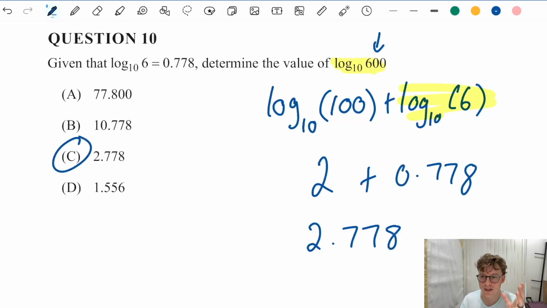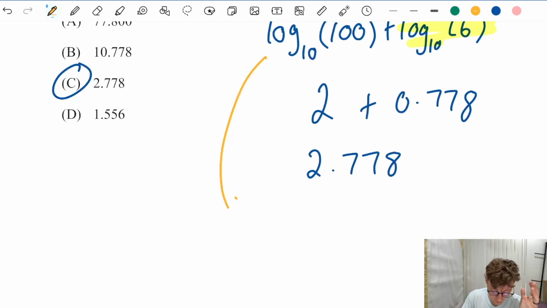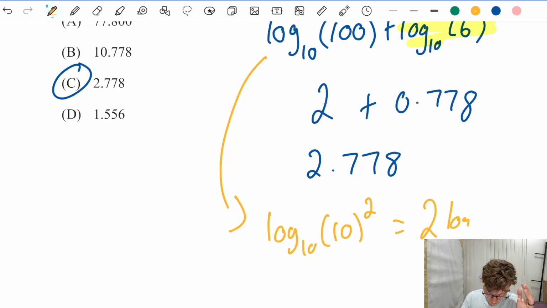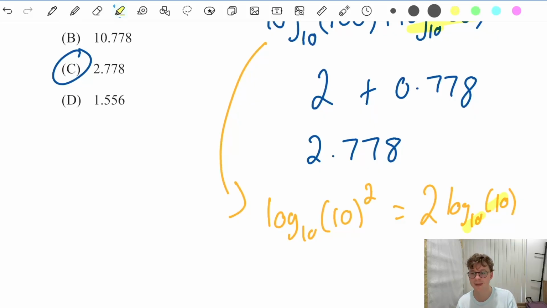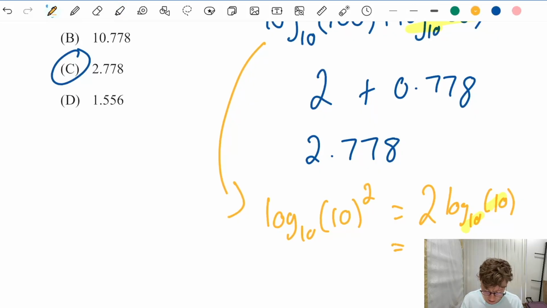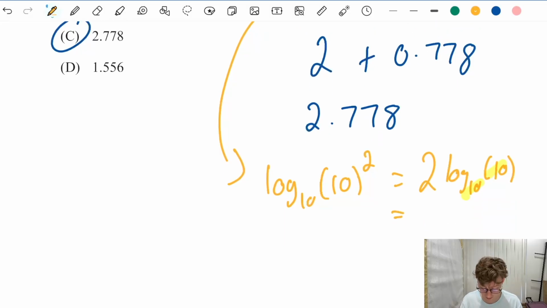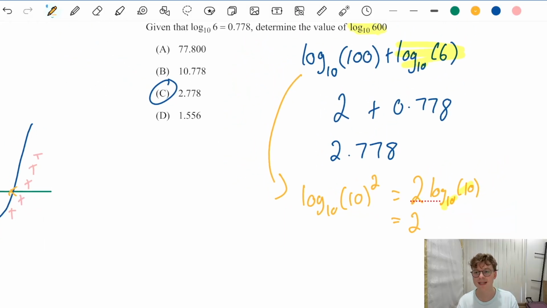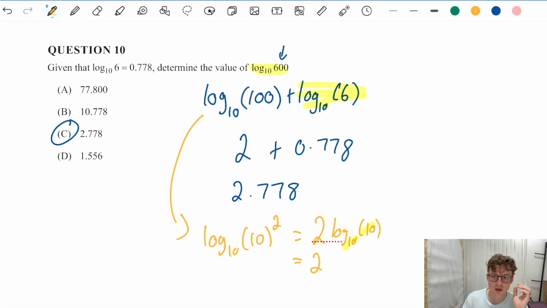If you struggle to see your logs, you might also do it another way. I get log to the base 10 of 10 to the power of 2. That equals 2 outside of log to the base 10 of 10. Whenever these two parts match, like earlier on in the multiple choice section, my answer is 1. That also shows that I get a final answer of 2. So both ways get you to 2. This is how we can solve question 10.